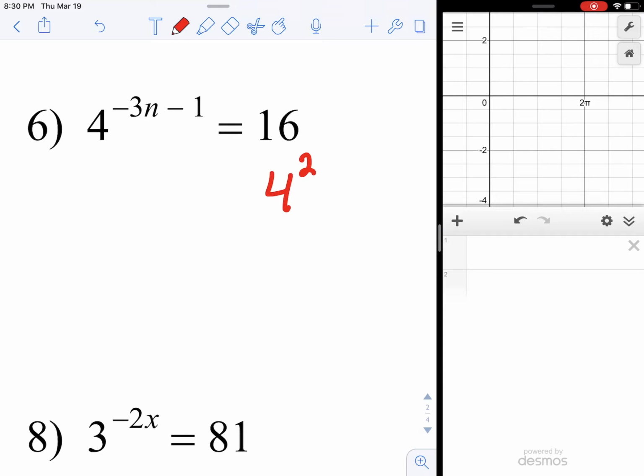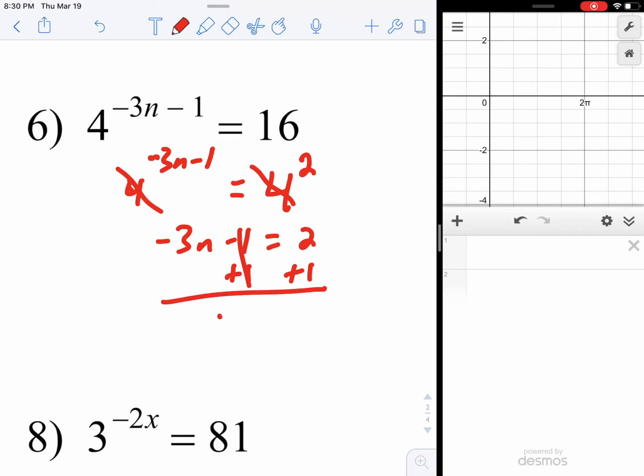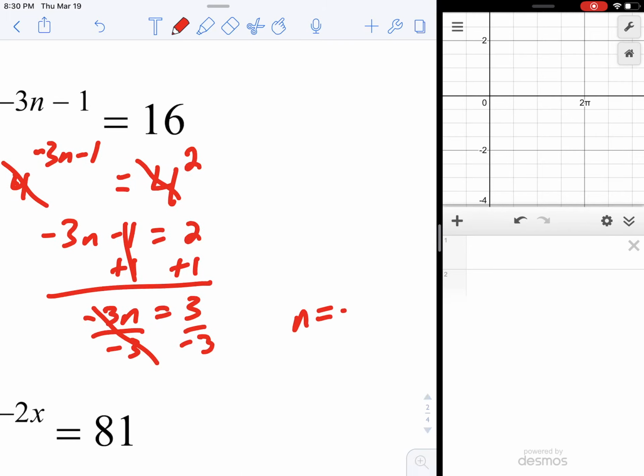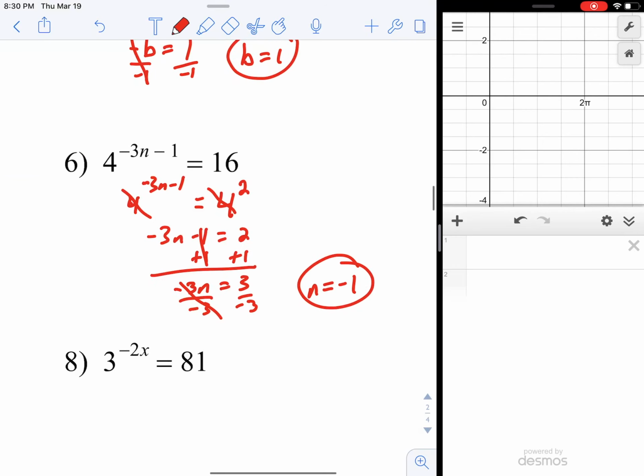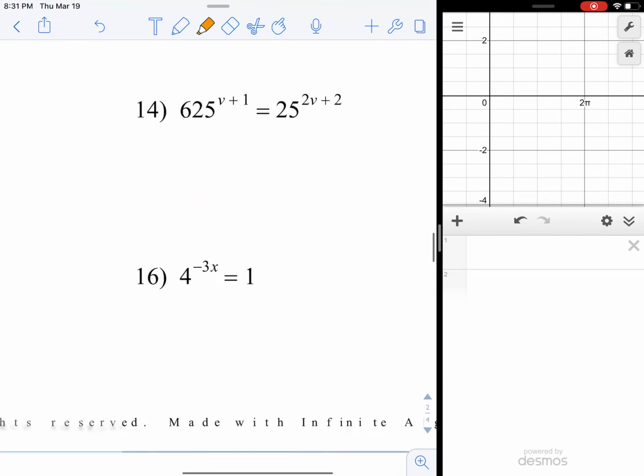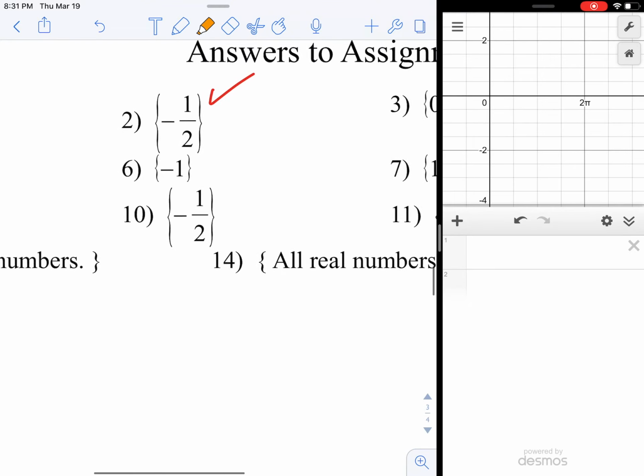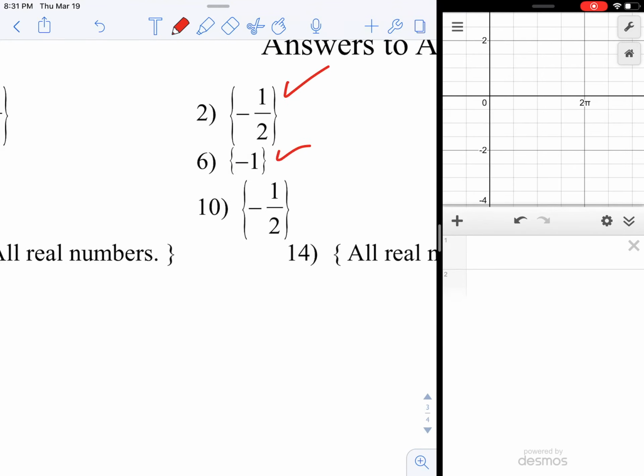If we turn it into 4 squared, now we have a matching base with this side, which we can just cross out. Negative 3n minus 1 equals 2. Add 1 to both sides. Negative 3n equals 3. Divide by negative 3. N equals negative 1. So the bases did not match. We made them match. We turned this one into a 4, and then we can solve that equation. And let me see. Number 6, yes. Number 6 is also negative 1.